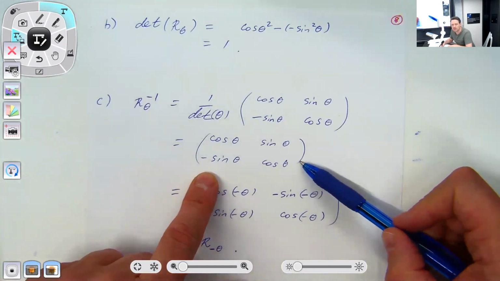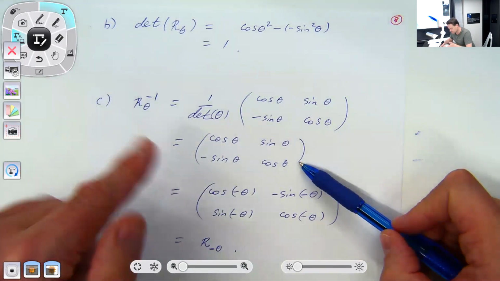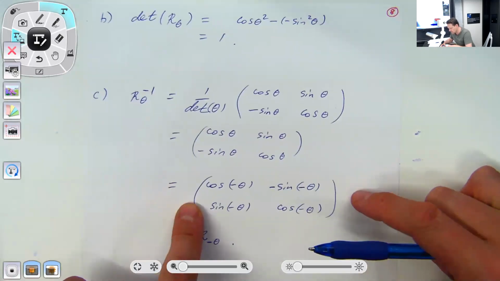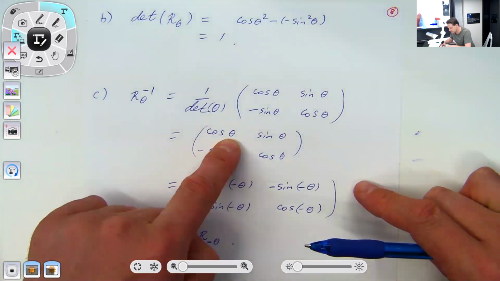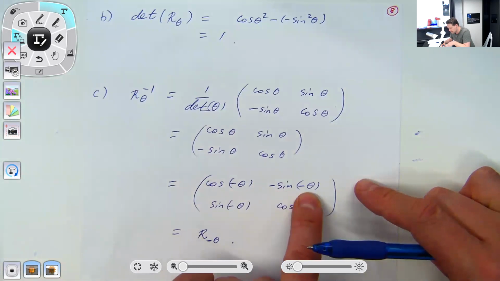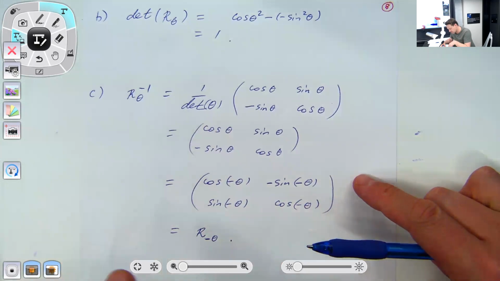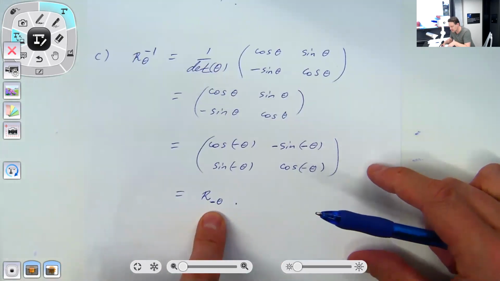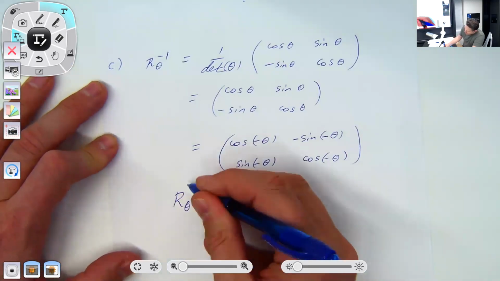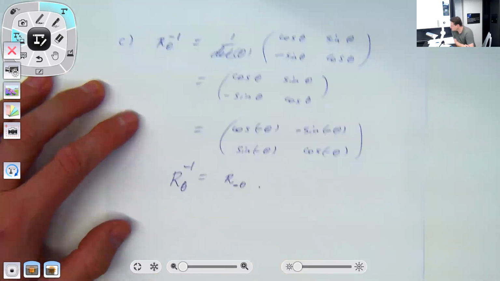But if we want to put that in terms of minus theta, because you can, then you can view it as a rotation matrix. Cos is an even function, so that's cos of minus theta. And we have minus sine of minus theta, sine of minus theta, and cos of minus theta. You notice that's just R minus theta. So in other words, the inverse of R theta is R minus theta.